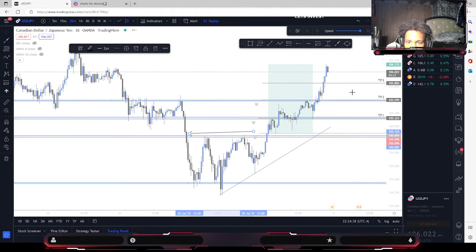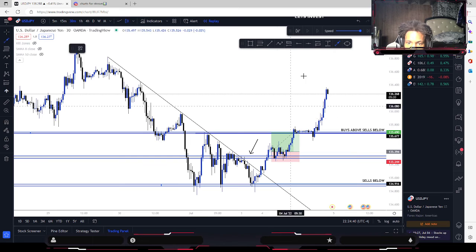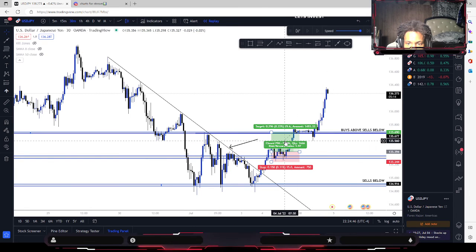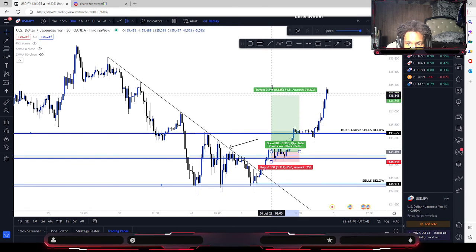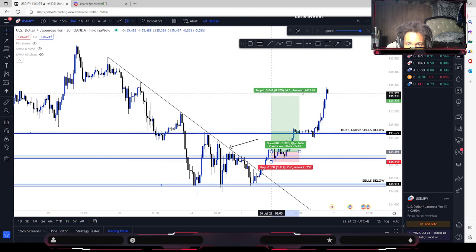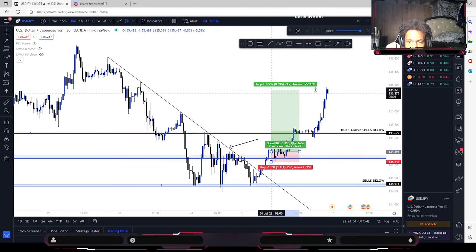Now, on UJ, the traffic to the left wasn't that clean, so it took a little longer to hit my TP. But TP overall hit for 1-to-2, and it's still running. Well, I'm not holding this no more. I closed this one. I'm still holding CAD JPY, but still running on the bull side.